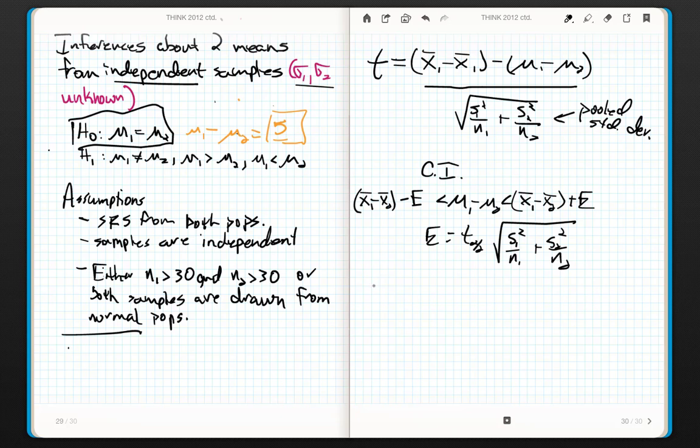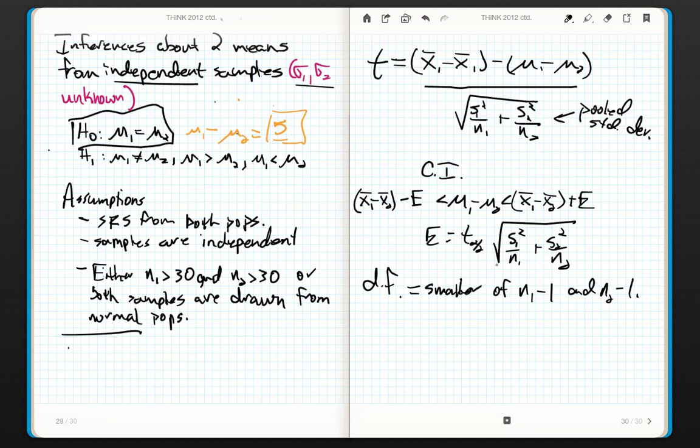Now, the question is, what are the degrees of freedom? We are going to keep it super simple. The degrees of freedom are just the smaller of n1 minus 1 and n2 minus 1. That's it. That's all there is to it.